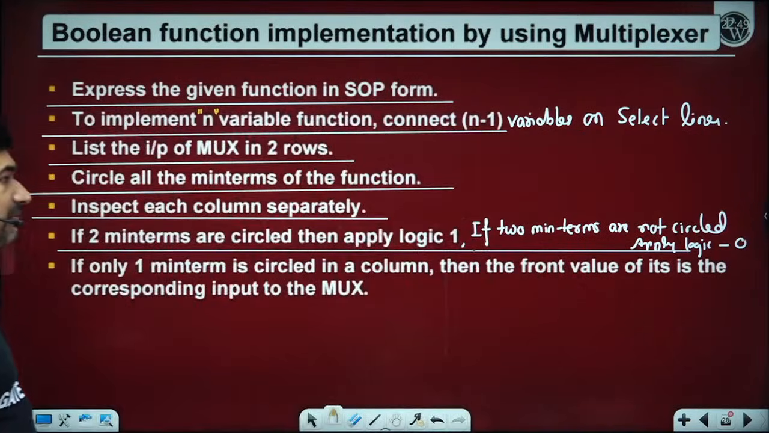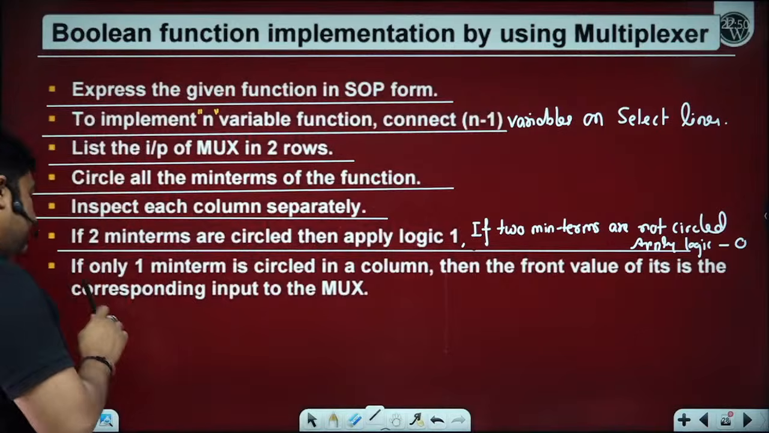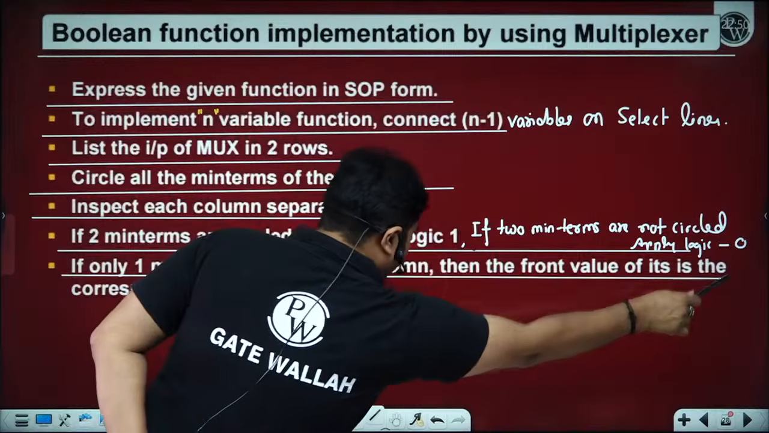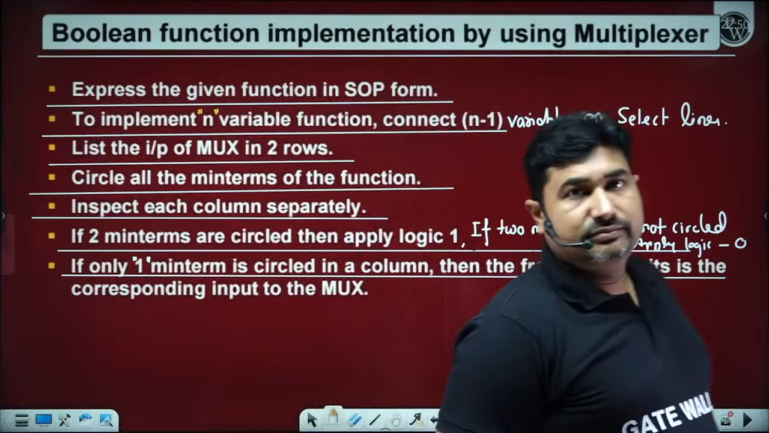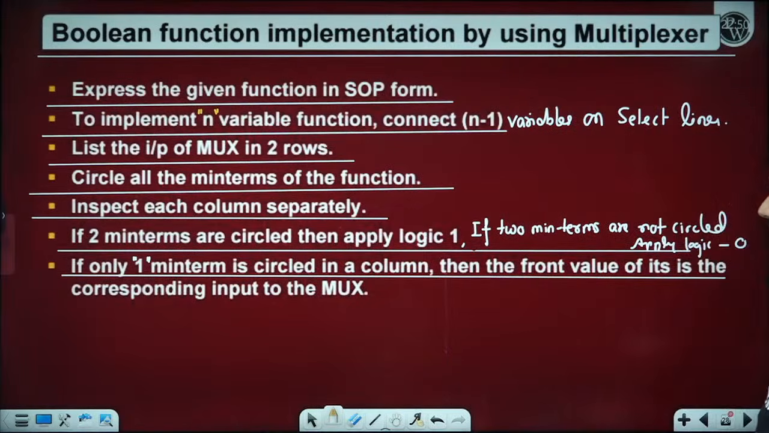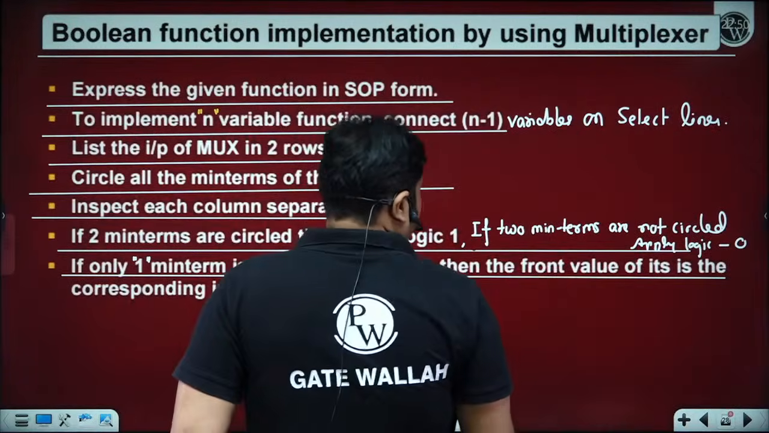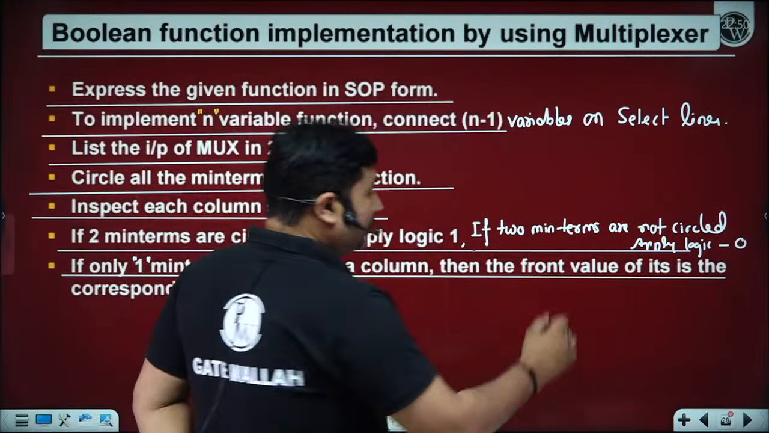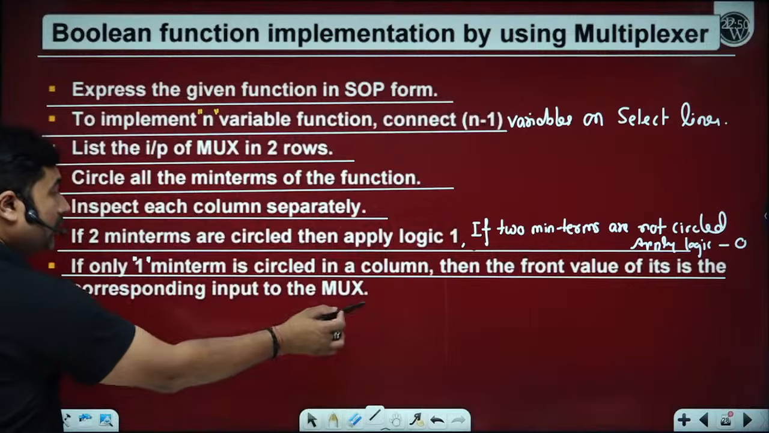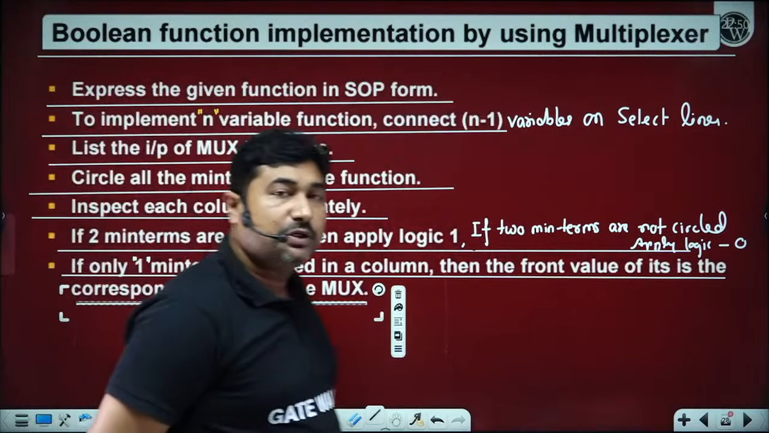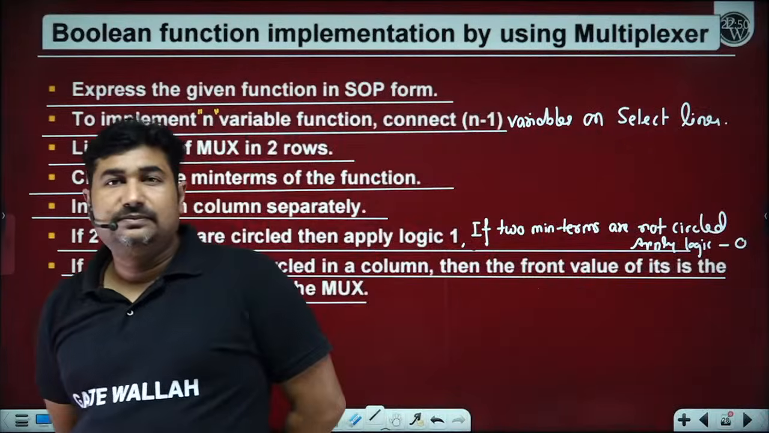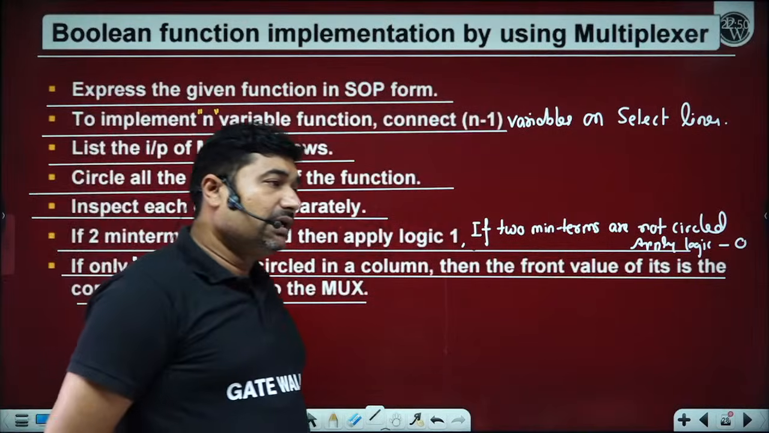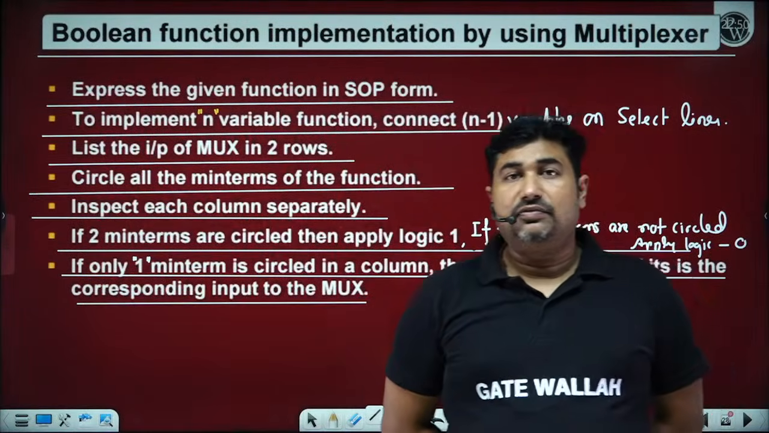If both minterms in a column are circled, apply logic 1. If neither is circled, apply logic 0. If only one minterm in a column is circled, then the front value of it is the corresponding input to the multiplexer. Now let's try to understand how to find out the inputs and select lines to implement any function.